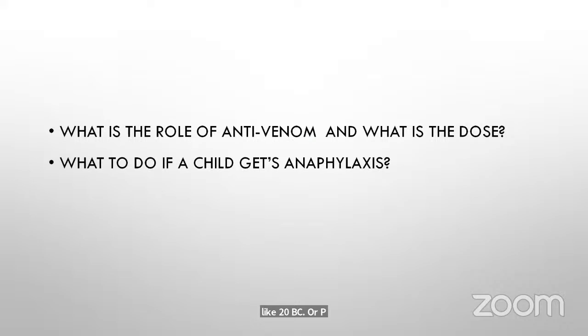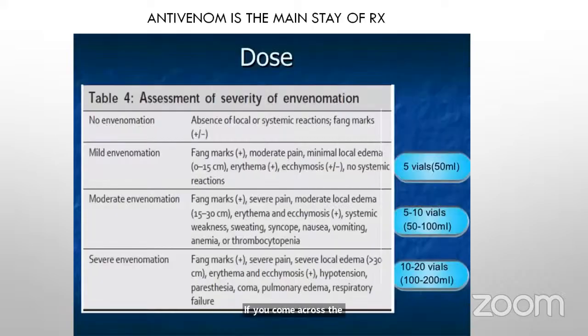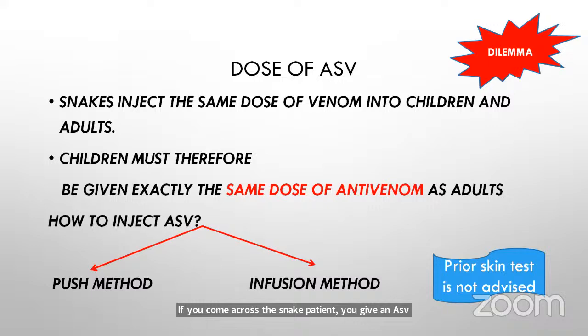Now comes the role of antivenom, what the dose is, and what to do if the child gets anaphylaxis. This is a very common thing. If you come across a snake bite patient, you give ASV and the patient goes into anaphylaxis. The first important thing is wait, madam, wait. The previous slide.